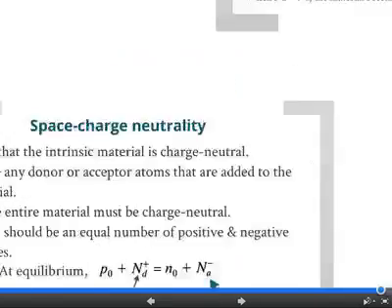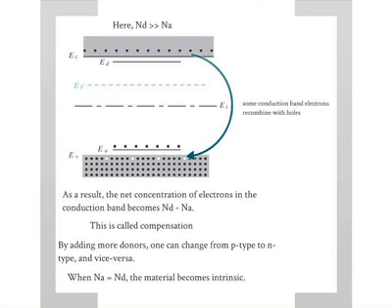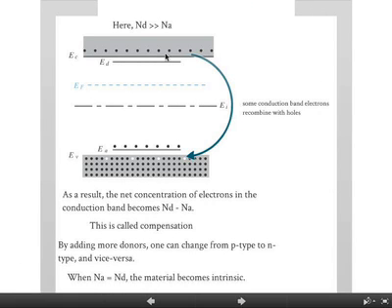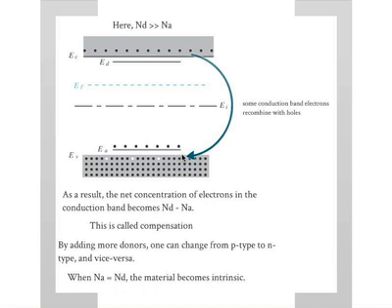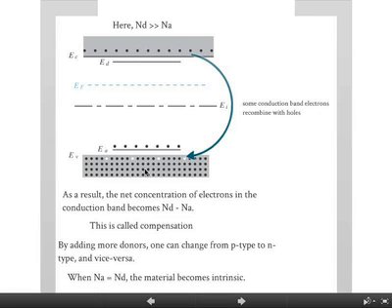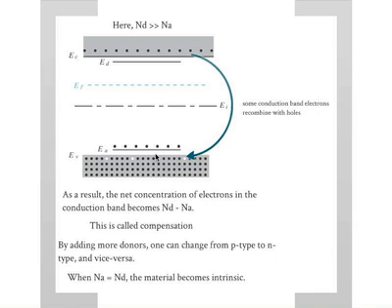Now, let me go back to this picture again. If you look here, the number of negative charges is determined by the number of electrons. The number of positive charges is determined by the number of donors. The donors have positive charges because they lost an electron. The acceptor atoms have gained an electron, so they're negative charges. If you add up all the negative charges, that should be equal to all the positive charges. That's what's called space charge neutrality that we talked about earlier.